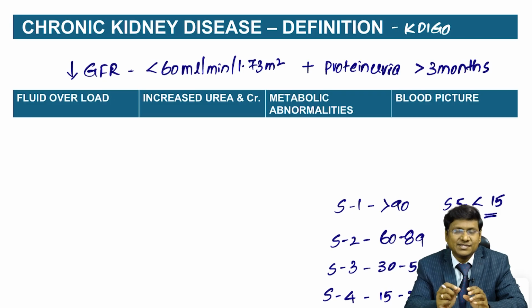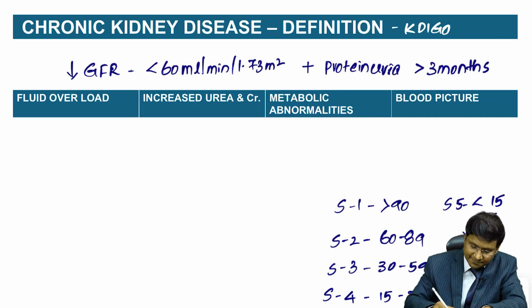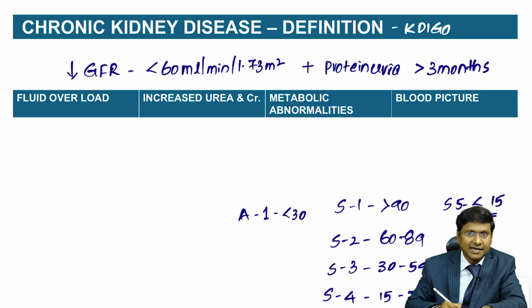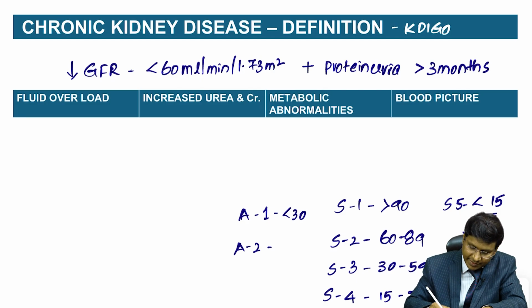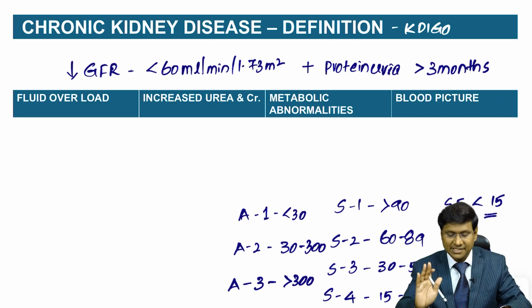In end-stage renal disease, it is advised to start renal replacement therapy in the form of kidney transplantation or dialysis. And next is the proteinuria, and the protein which is predominantly taken in the staging is albuminuria. A1 is less than 30 milligram per gram of creatinine. A2 is 30 to 300 milligram per gram of creatinine. And A3 is more than 300 milligram per gram of creatinine. So that is your albuminuria, that is A1, A2 and A3.